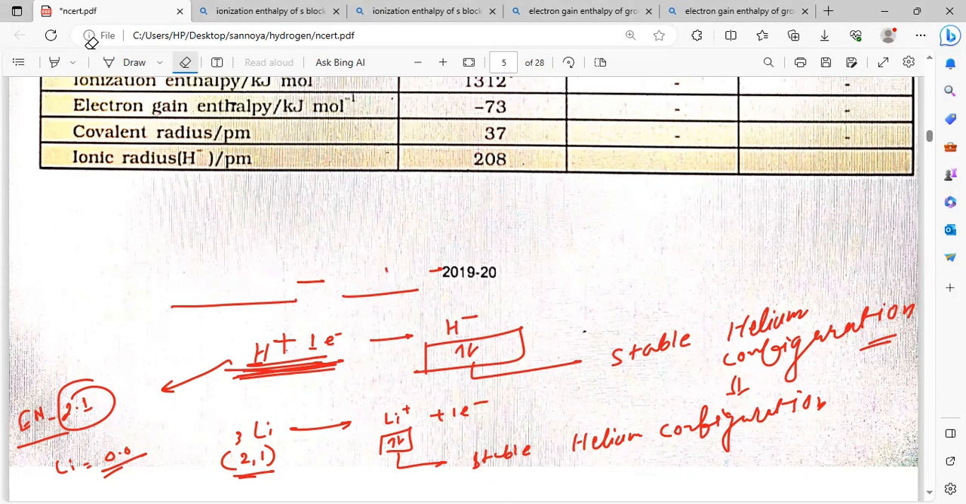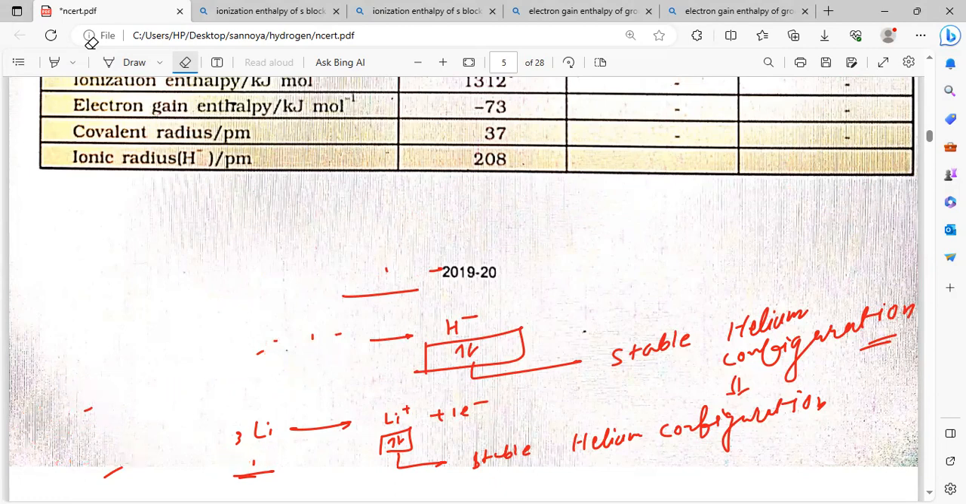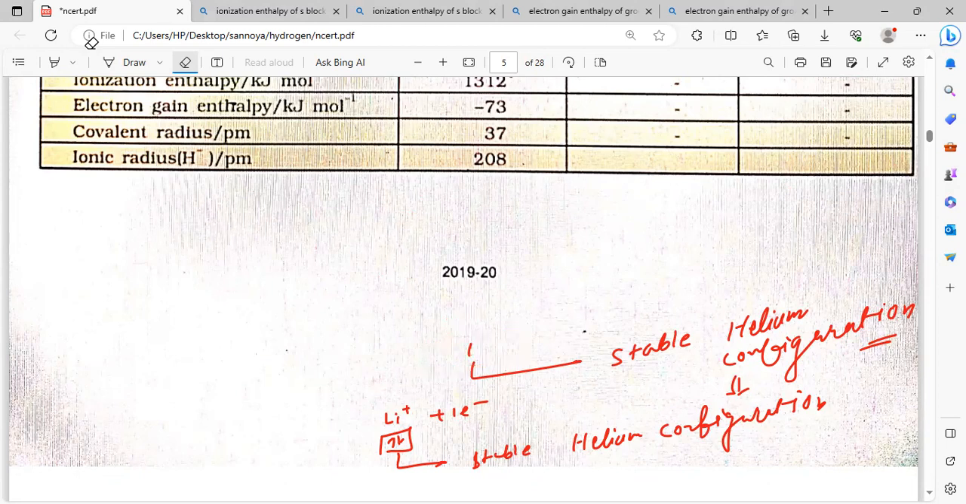Ionic means H minus is there here, not H plus. H minus is there. Yes, fine. Reason. I just want to know, Sanoy. Sir, I don't know that. Not telling. Should I tell? Yes, sir. Okay. Not an issue.